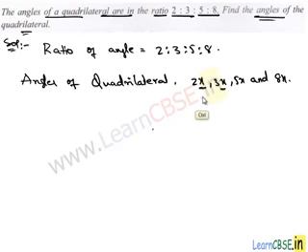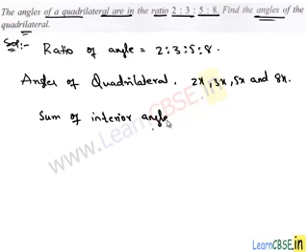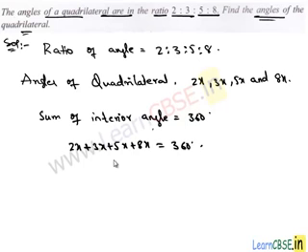So how do we get the value of x? We know that the sum of interior angles in any quadrilateral is 360 degrees. Therefore 2x plus 3x plus 5x plus 8x is equal to 360 degrees. And on the left hand side, the sum is equal to 18x and it is equal to 360 degrees. Therefore, the value of x is 20 degrees.